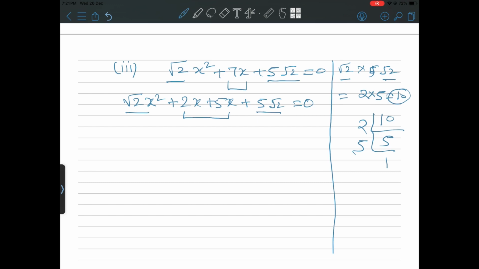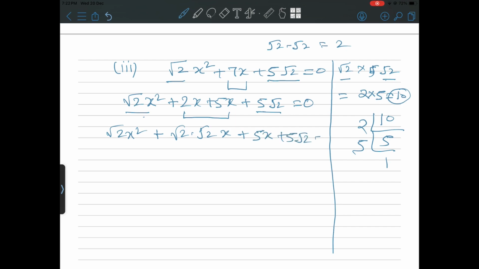So now you have to take the common. Now here, many students will be confused that, okay, I have root 2 here, how I can take common, right? So what we do, we can do like this: root 2x square plus root 2 into root 2, right? Because we know that root 2 and root 2 product is 2 only, right? So we break like this to 2 and put like this x, then we put 5x here, then 5 root 2 is equal to 0. So the main thing is to understand, we can break like this.